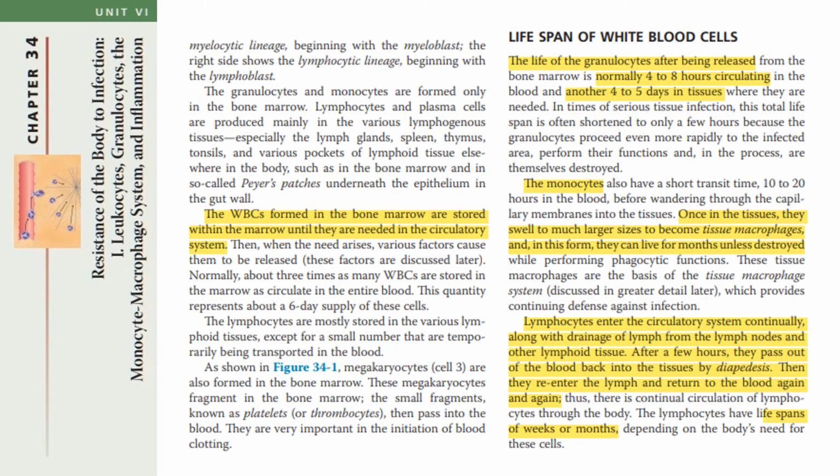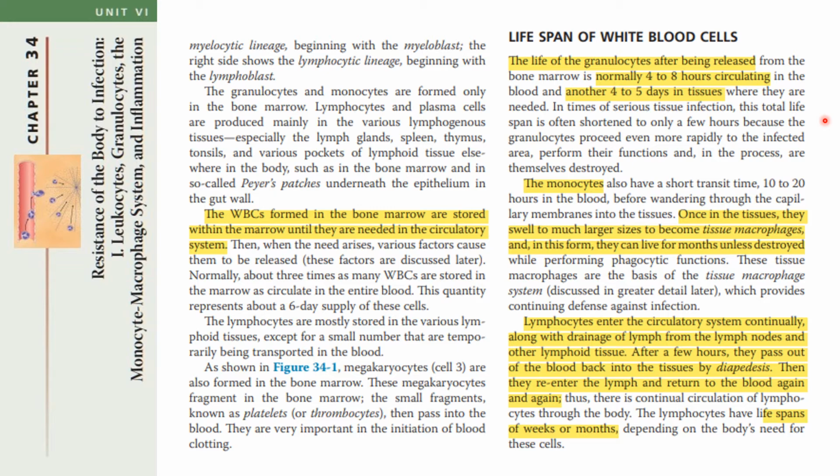The granulocytes and monocytes are only formed in bone marrow. Lymphocytes and plasma cells are produced in various lymphogenous tissues like lymph glands, spleen, thymus, tonsils, etc. White blood cells formed in the bone marrow are stored within the marrow until they are needed in the circulatory system. Lymphocytes are mostly stored in various lymphoid tissues, except for a small number which are temporarily transmitted into the blood.